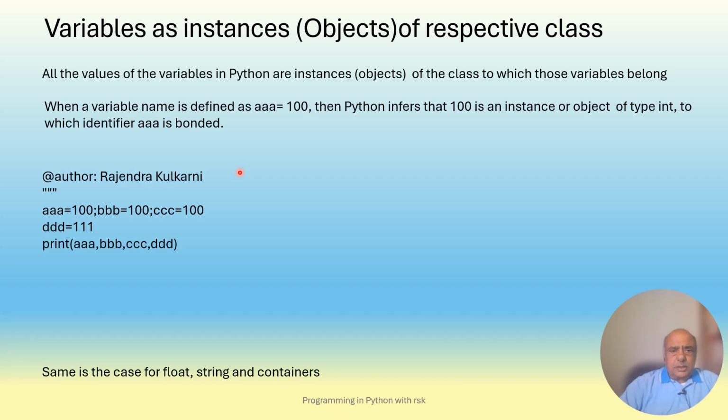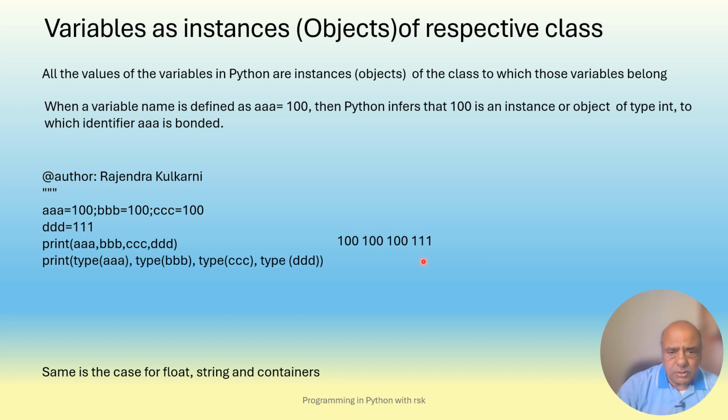Now we run a small program where 4 variables have been declared and defined. AAA, BBB, CCC have been assigned 100 and DDD 111. This print statement displays the values on the screen. Then through this statement we are taking out the type of all these 4 variables, which are all int, as is obvious from whatever value we have assigned to these variables.